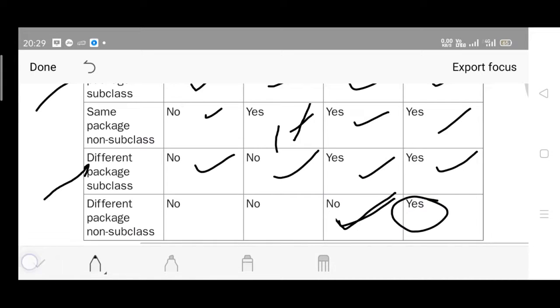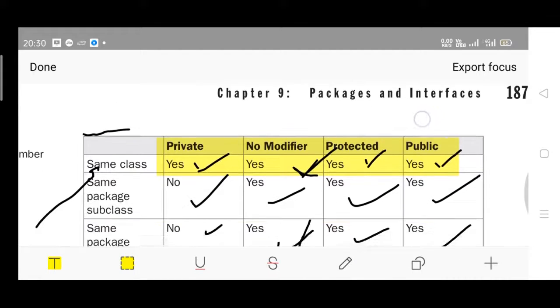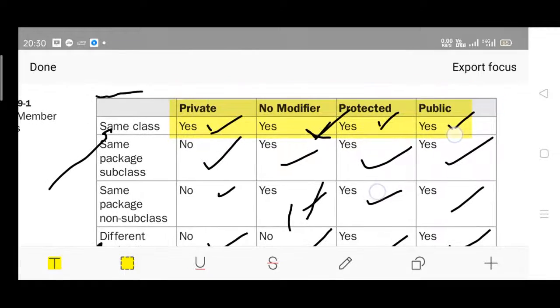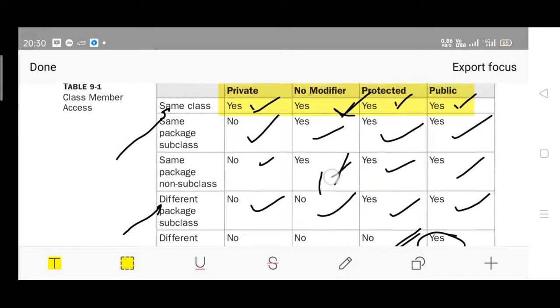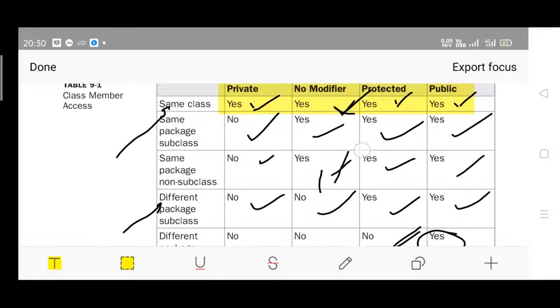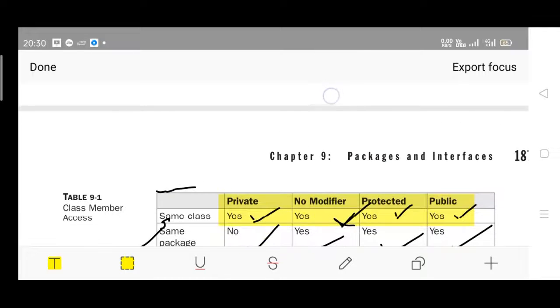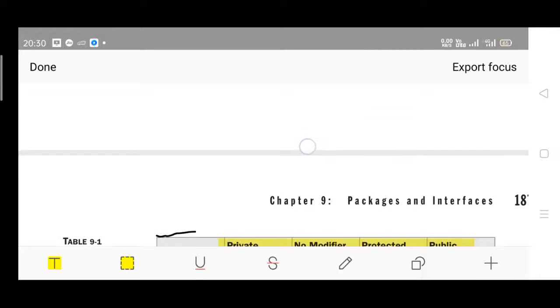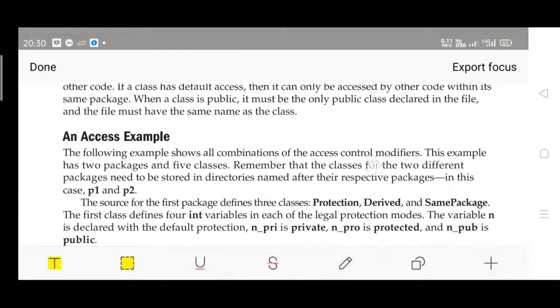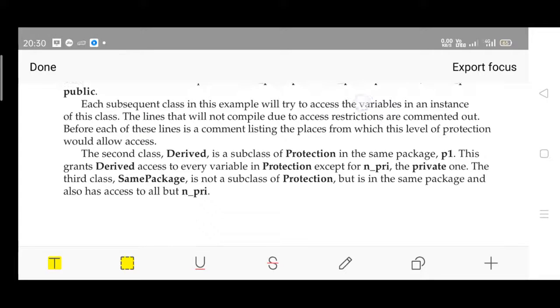Refer to the textbook. I'll repeat the page number, 187 from the textbook. Refer to the chart. I hope it is visible in the video. Pause the video and note down the things. This is one of the very important topics from this module. For the class member access categories, you need to list out the types of access, including the no modifier, that is the default one, and you need to explain the things.